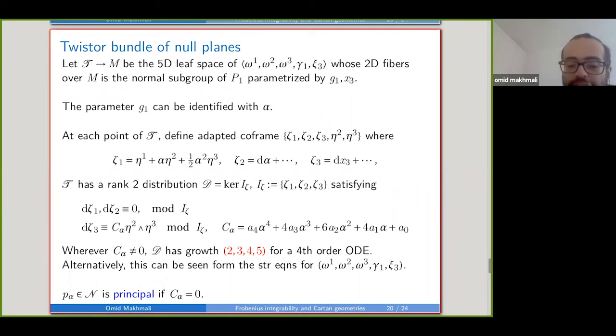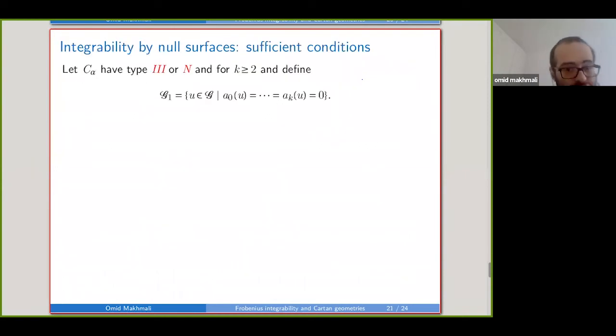So we call a null plane principal if it's the root of this quartic, or alternatively, if the rank two distribution is not bracket generating. And if all null planes are principal, then the conformal structure is flat.